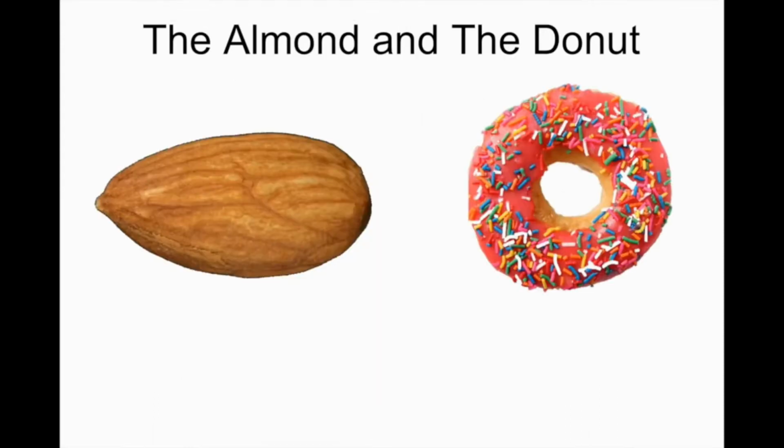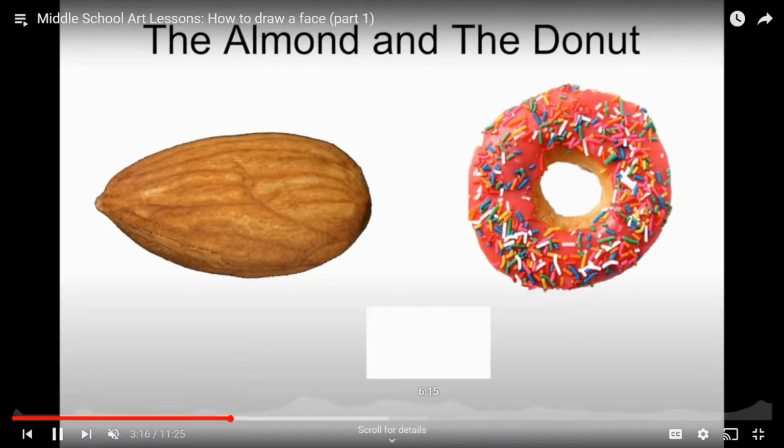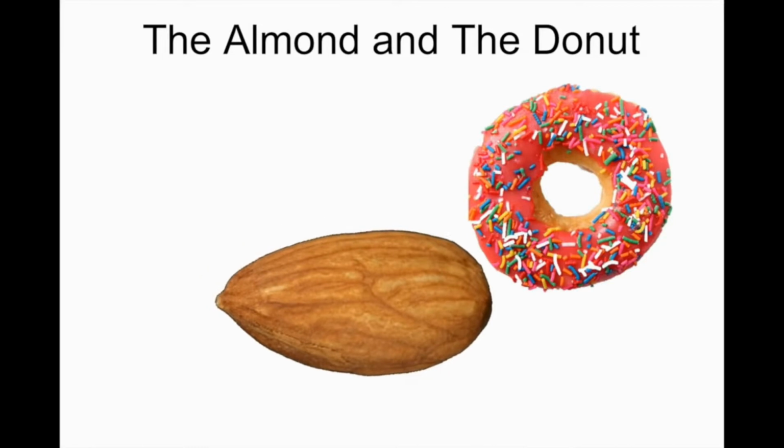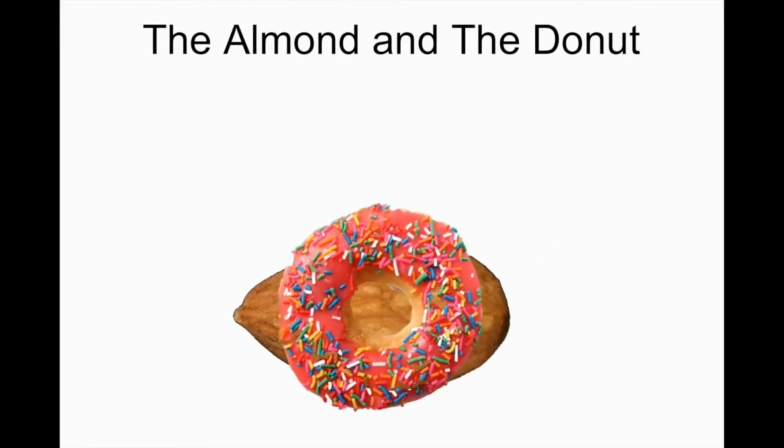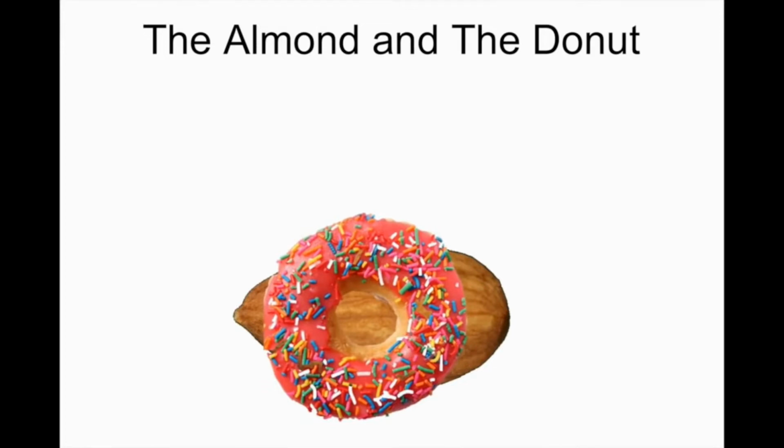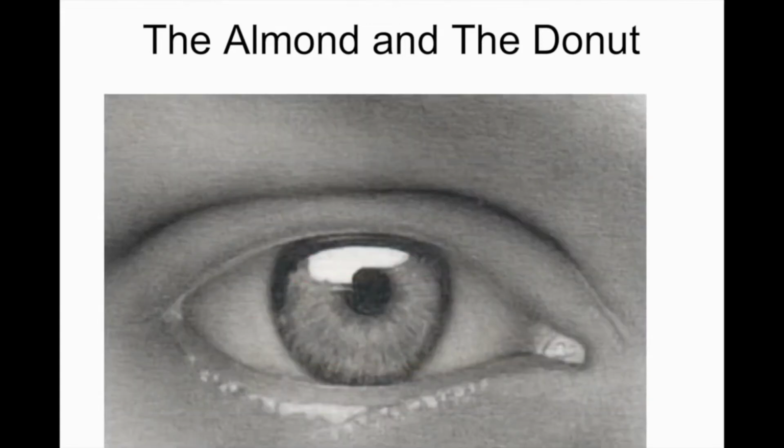So how I like to do it is I think of the almond and the donut. The almond represents the shape of the eye, and the donut is going to be the pupil and the iris. So you can see that the donut is a little bit bigger than the almond, but we're going to erase anything that's outside of the almond so that when we start adding details, it will look more natural like this. And you can still see the shape of the almond and the donut underneath the eyelid here.